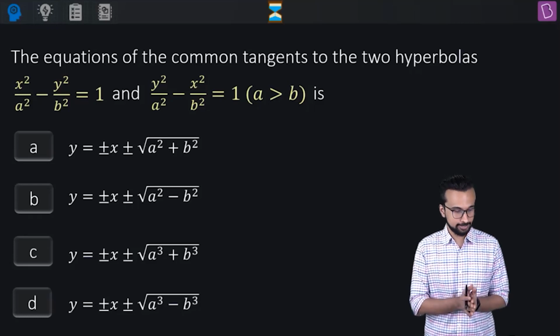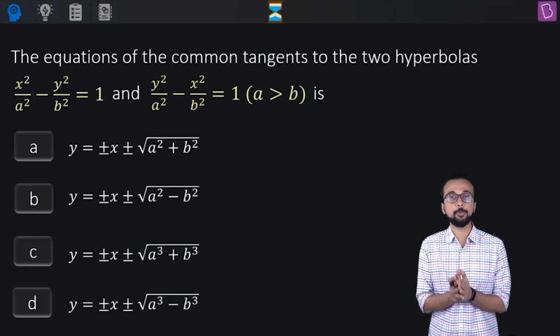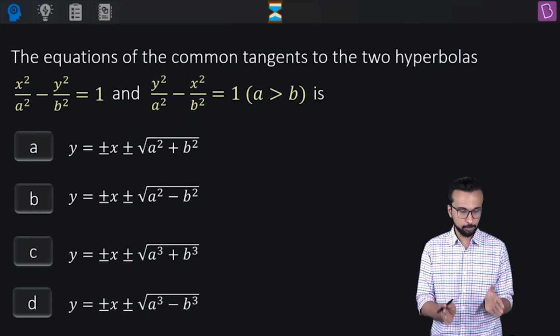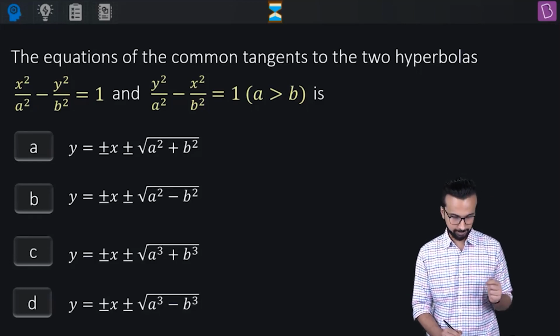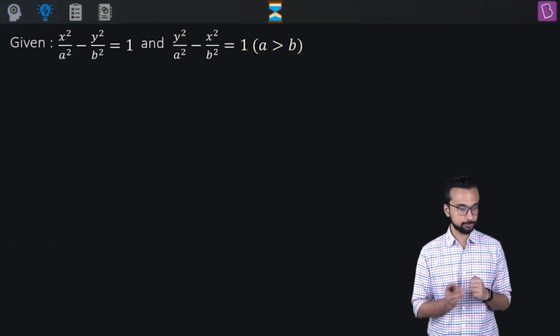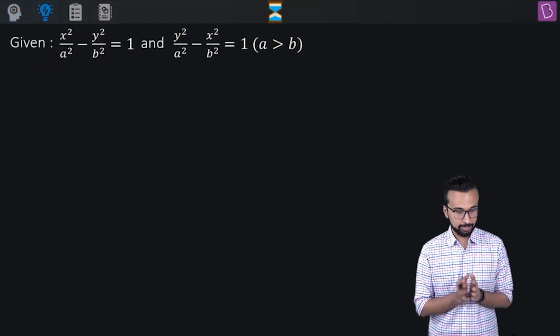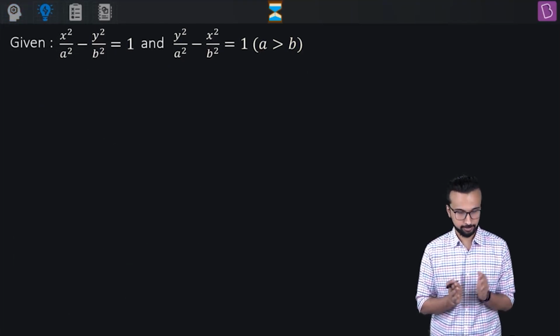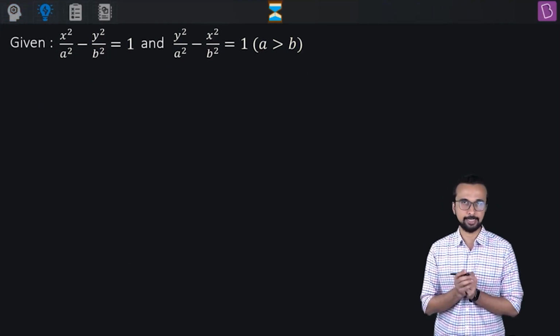Take a look at this question here. We are looking for the equation of common tangents to two given hyperbolas. The given hyperbolas are x square by a square minus y square by b square equal to 1 and y square by a square minus x square by b square equal to 1. It's also given that a is greater than b.